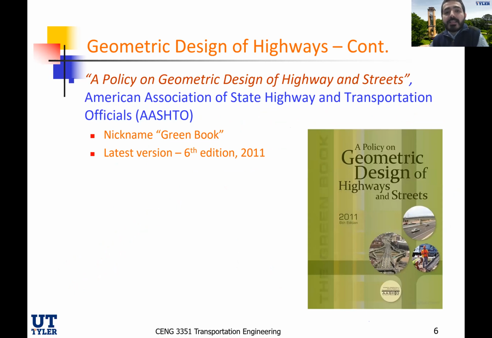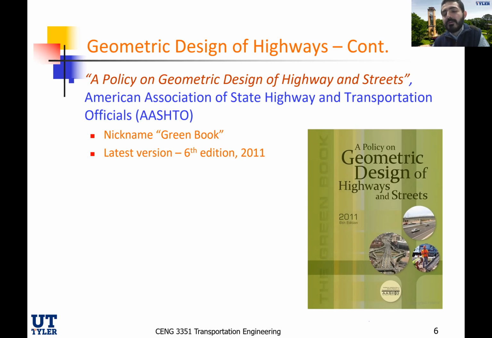So, what's our go-to resource here for geometric design? This is very important, and this is the policy that comes from AASHTO. We got to know what AASHTO is, like last time. AASHTO is the American Association of State Highway and Transportation Officials. The book title is A Policy on Geometric Design of Highways and Streets. The edition that I have here is the sixth edition.